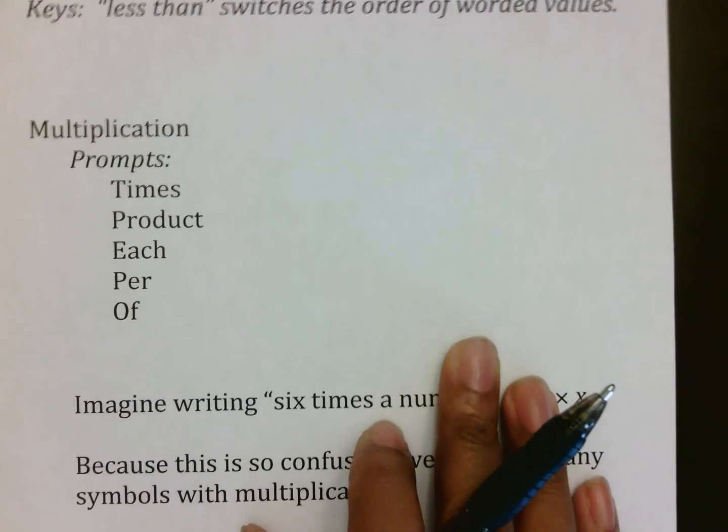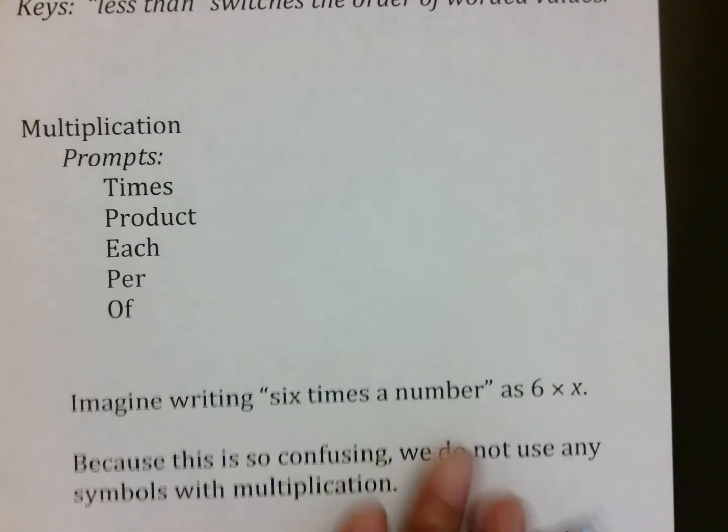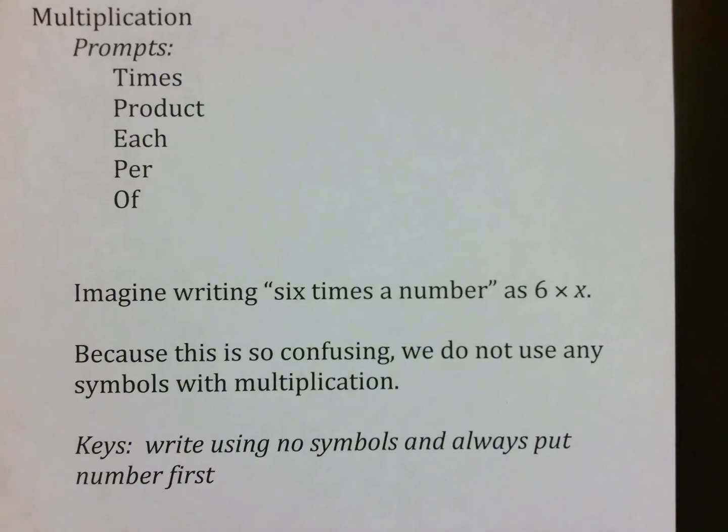In terms of multiplication, again, your prompts on this are times, product, each, per, of. Anytime you see those words, they mean multiply. But in terms of being careful here while you're watching, imagine writing 6 times a number as 6 times x, and notice how confusing that is. So what we're not going to do in algebra is use the times symbol because of the x's. So what we're going to do instead is use no symbols and always put the number first.